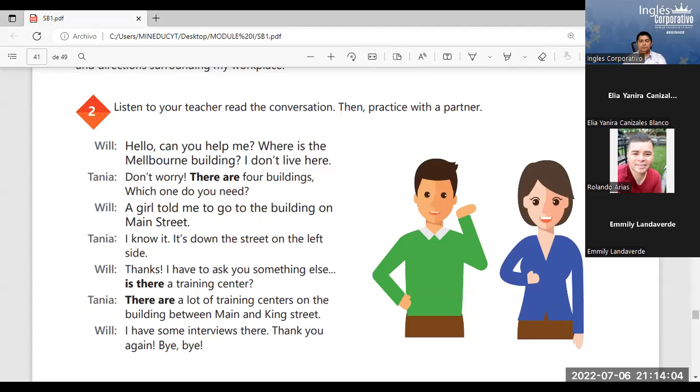Hello, can you help me? Where is the Melbourne building? I don't live here. Don't worry. There are four buildings. Which one do you need? A girl told me to go to the building on Main Street. I know it. It's down the street on the left side.